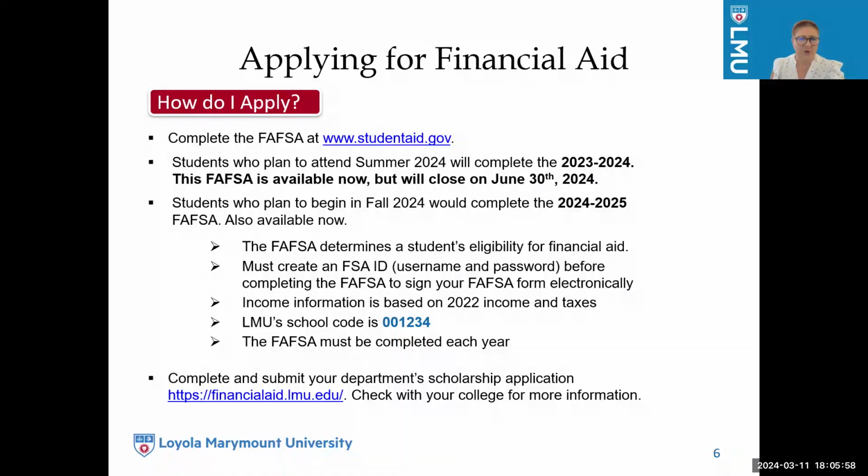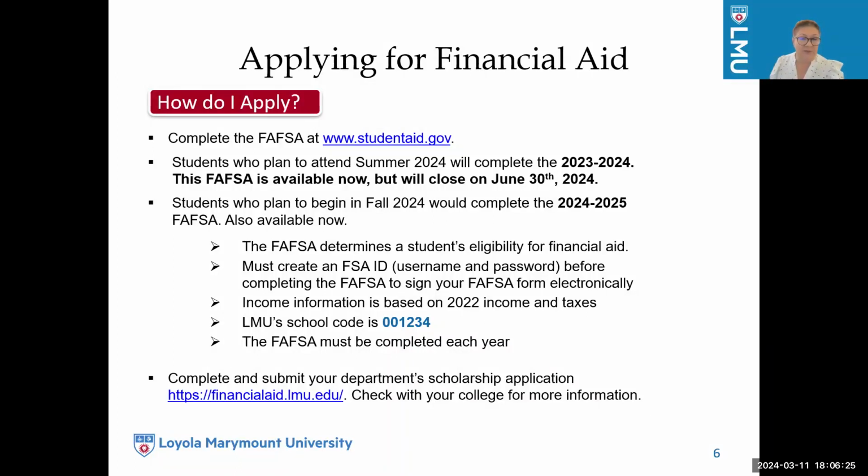The information that's reported on the FAFSA for the current year is 2022, and for the coming year will be 2023. LMU school code is 001234, really easy to remember. That is the school code that you would use if you want the FAFSA to come to LMU. And again, you don't have to wait until you're admitted to complete the FAFSA. And the FAFSA does have to be completed each year.